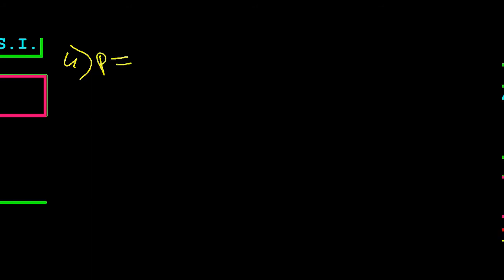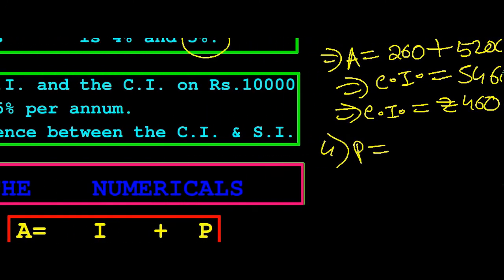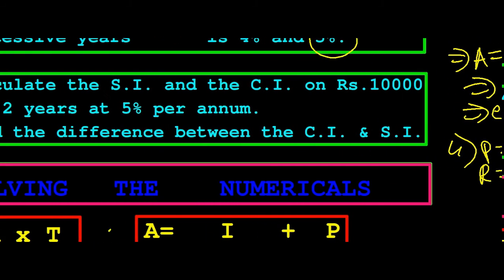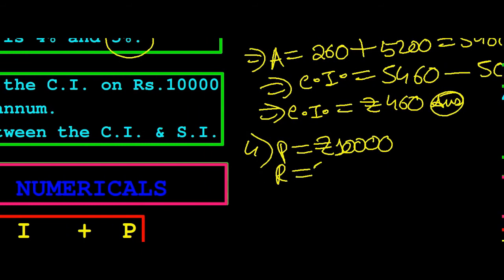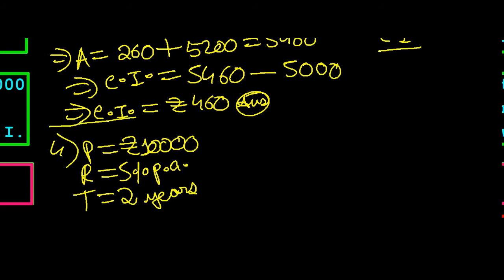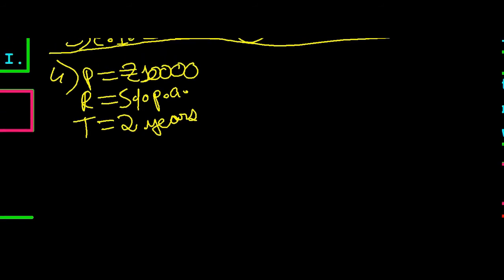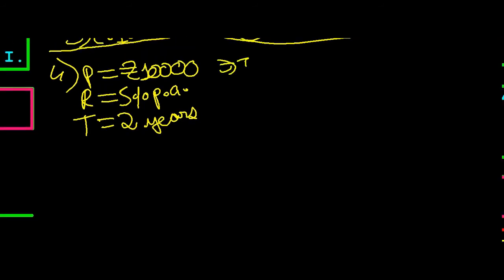So P, which is a principal, is equal to rupees 10,000, rate is equal to 5% per annum, time is equal to 2 years. Okay, so first we have to find out the simple interest and then the compound interest. So we'll use this formula.